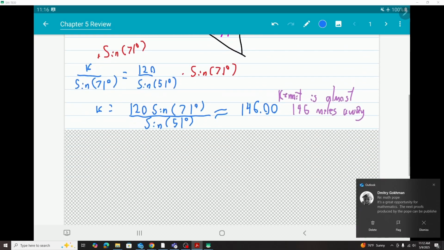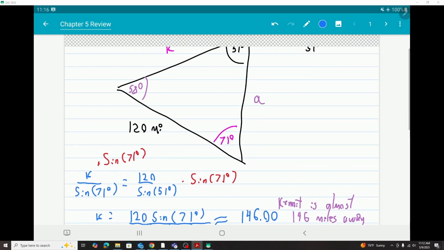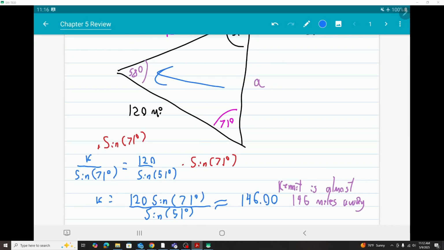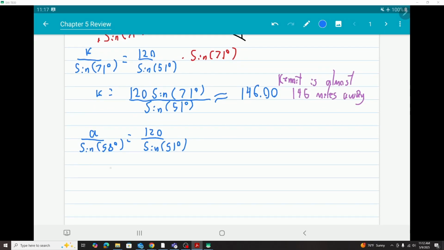Now we find Althea's distance the exact same way. So A over sine of what's across from A, 58, is equal to same thing on the other side that we started with last time. 120 over sine of 51 degrees. So then A is equal to 120 times sine of 58 degrees. We're going to multiply that on both sides again.